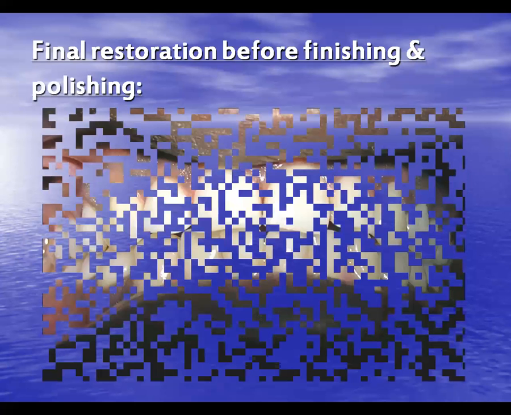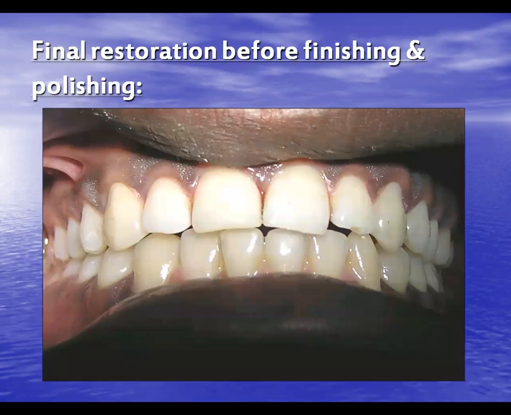Then comes the final restoration before finishing and polishing. You have to properly contour the composite. Here you have to keep in mind that you have to maintain the golden proportion. So what is golden proportion? It is the ratio of the width of the central incisor to the lateral incisor, which should be 1.6, from lateral incisor to canine 0.6, and canine to central incisor 1. That is called the golden proportion.